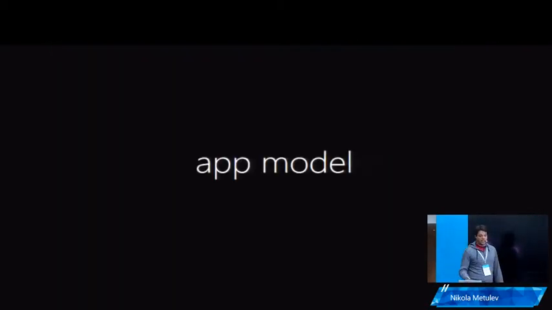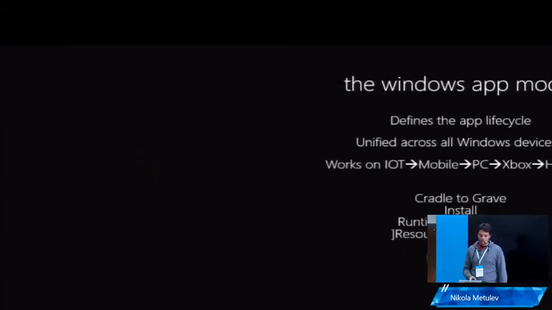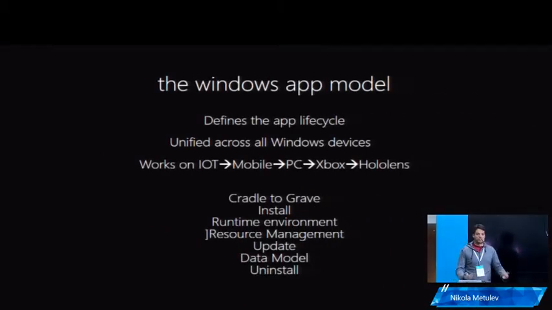We've also done a lot of improvements to the app model. Now, if you're not familiar with the app model, it's essentially what defines the app lifecycle of your application. And it's the same now for all the devices out there. Because this is a Windows runtime application, you don't have to worry about how Windows Phone handles suspension versus how desktops handle suspension. Everything's the same now and handled the same everywhere. It handles everything from the moment that your application is installed to the moment that your application is hopefully not uninstalled, but it handles how it deals with the data model, how it updates, resource management, et cetera, et cetera.